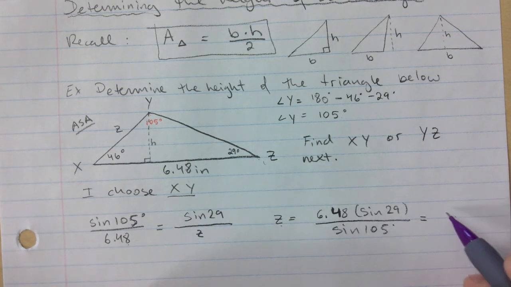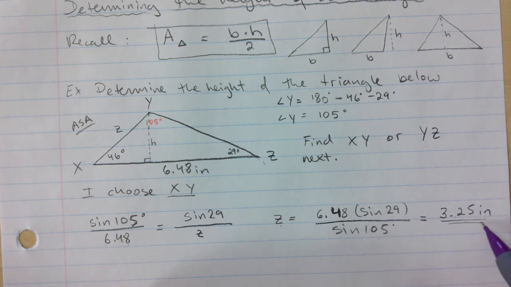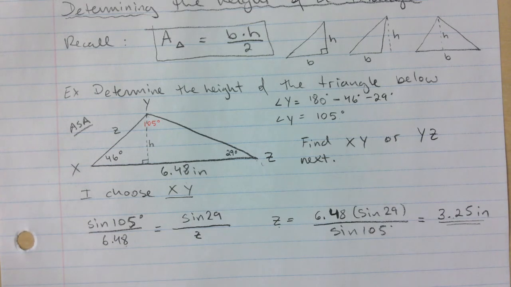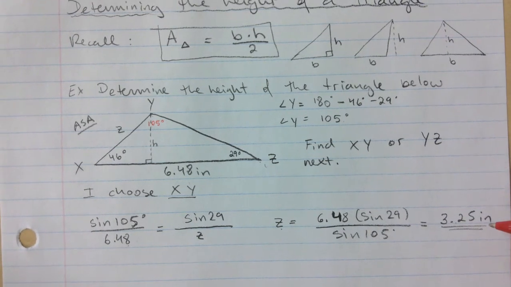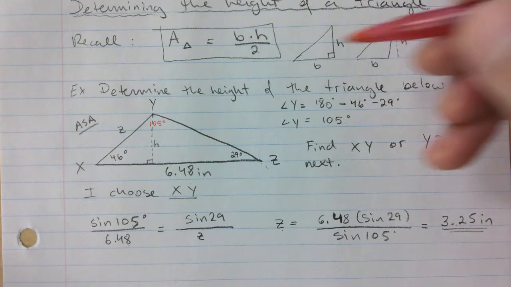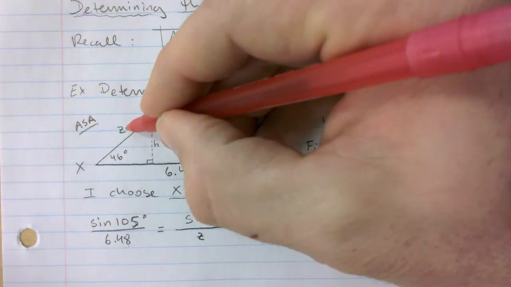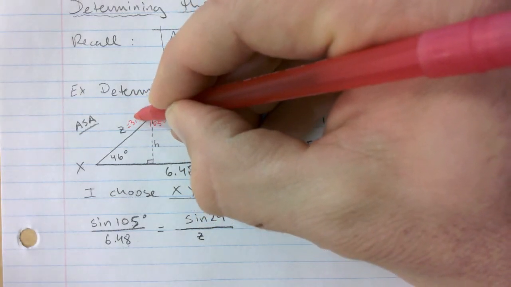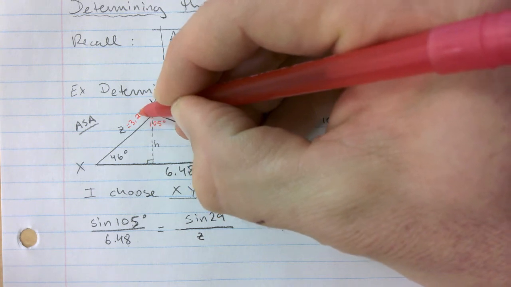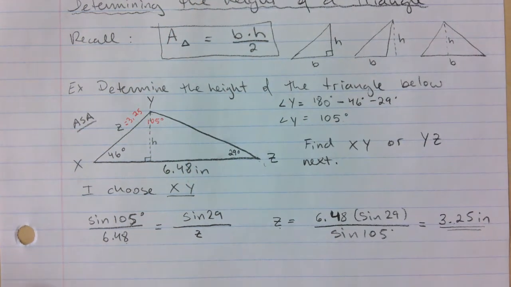3.25 inches. Okay. So now everything in red is what I found out, right? So now we know that this is 3.25. Okay. I found out what that is.